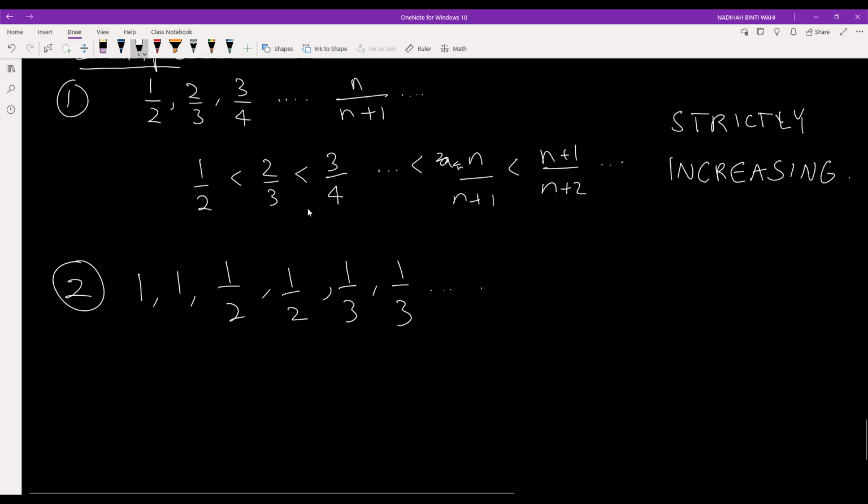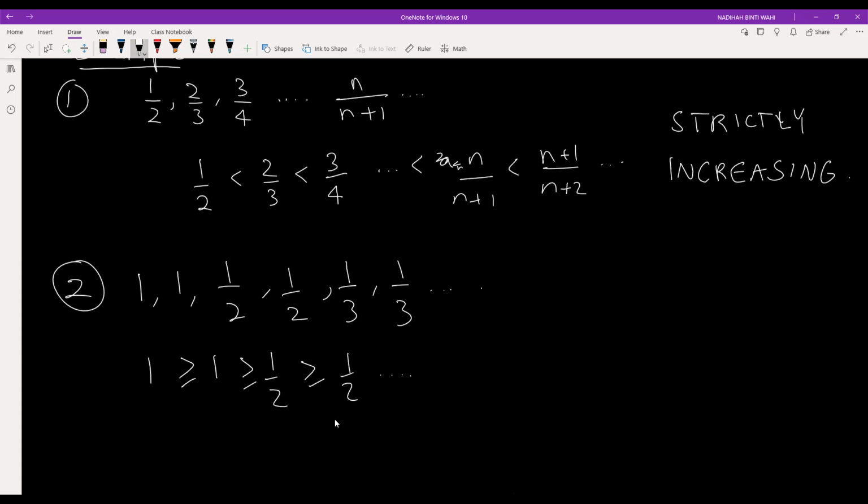If you want to put this into inequality, 1 is bigger or equal than 1, and then this is bigger or equal than 1/2, and the next one is bigger or equal than 1/2, and so on. So you can see that this is just decreasing, not strictly. So this is just decreasing.